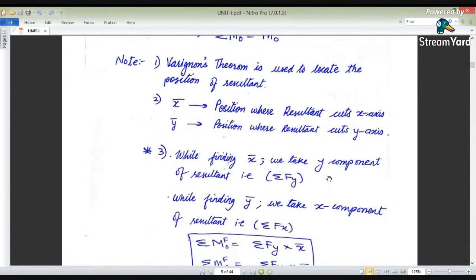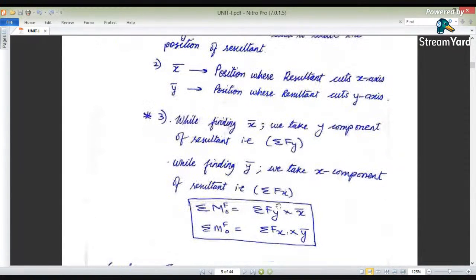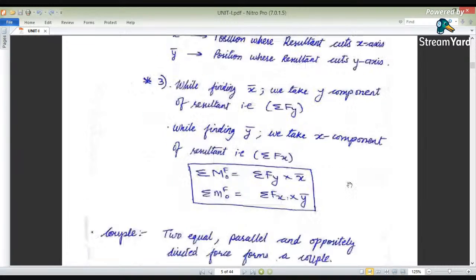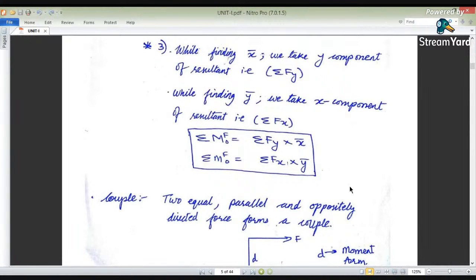Again, we have the summation of Fx and summation of Fy. Here we are taking the moment of all forces about point O. How to find it out? It is the summation of force into perpendicular distance. If the force is vertical, that means the distance is horizontal, the distance x bar. Whereas if the force is horizontal, that means the distance is vertical, the y distance.